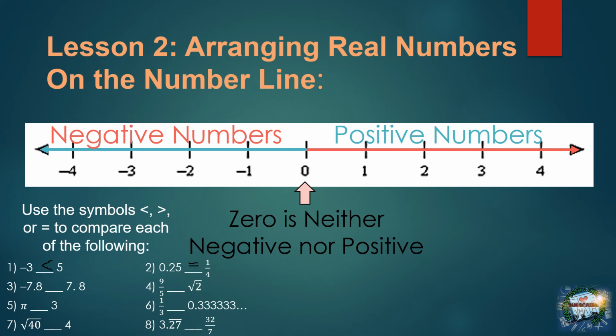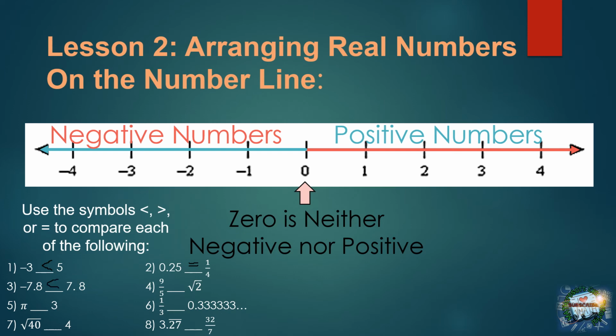Diba? Okay. So, this time, let's have number 3. A negative 7.8 compared to positive 7.8. Kitang-kita na natin na pag negative yung kakumparahan niya, mas mababa yon. Okay? So, kaya ang gamit natin dito ay lesser than.